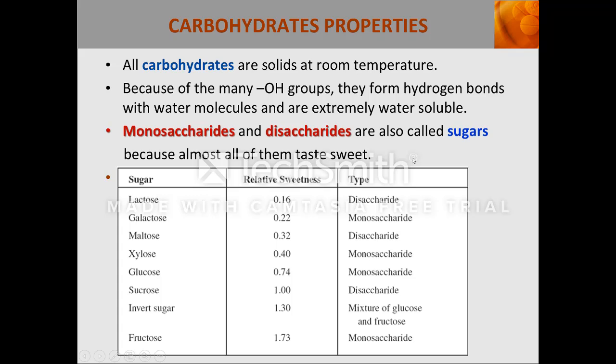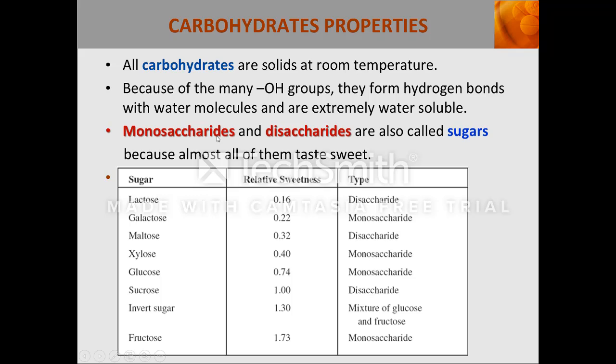Let's talk about carbohydrate properties. All carbohydrates are solids at room temperature. Because of many hydroxyl groups, they form hydrogen bonds with water molecules, and that's why they are extremely water-soluble.